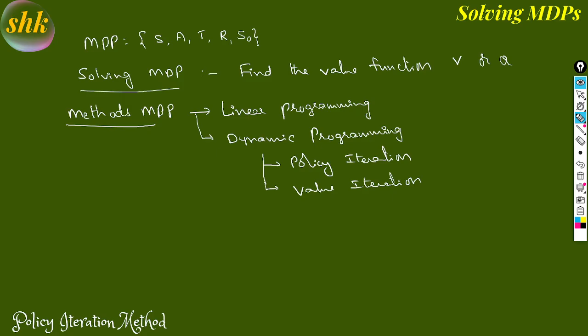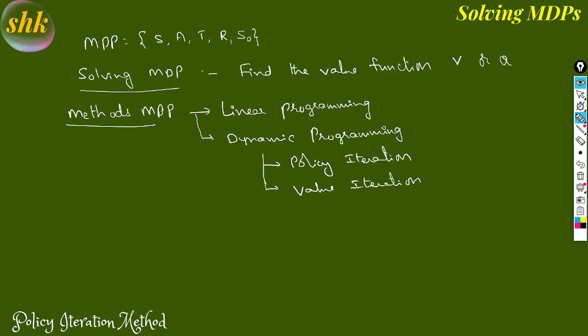Whether we are discussing policy iteration or value iteration, the main objective is to find the value function, either V or Q. As we said, linear programming is a set of equations where we maximize the rewards and find parameters, which is a very tedious and difficult process. Dynamic programming reduces the computational complexity, and we can find the solution at a faster rate compared to linear programming.